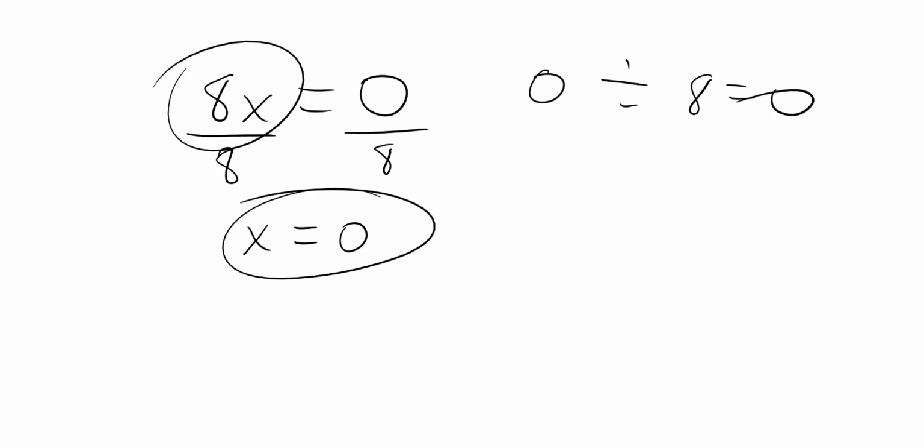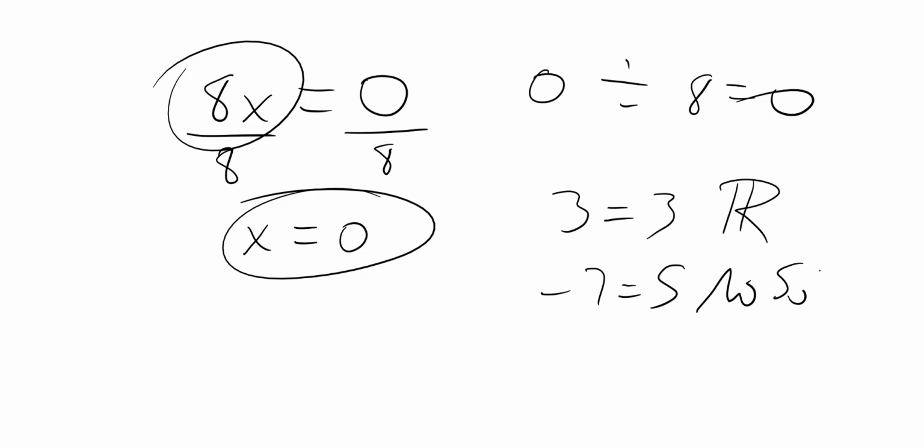The only time it's no solution or infinite solutions is when the variable cancels and you have 3 equals 3 or negative 7 equals 5. This is all real numbers. This is no solution. All right, so you're going to do all your work. I'm kind of going ahead of myself. If the variable cancels, then you have the cases. If the numbers cancel, you have 0.